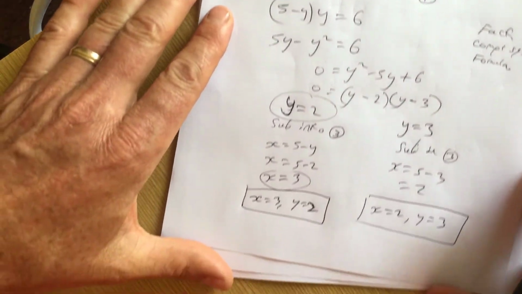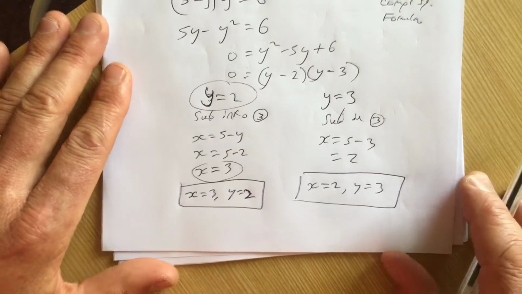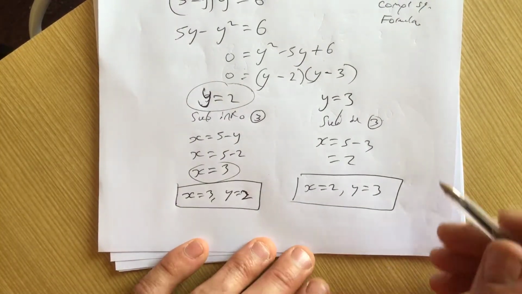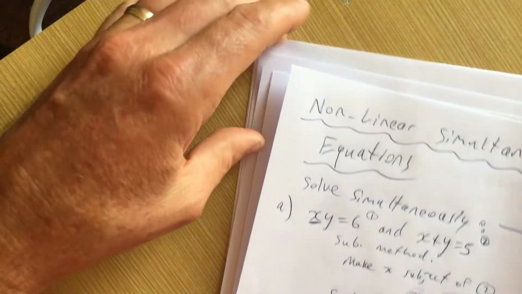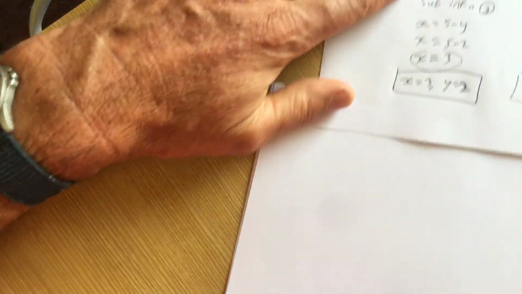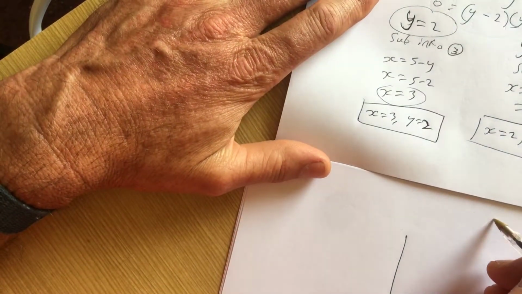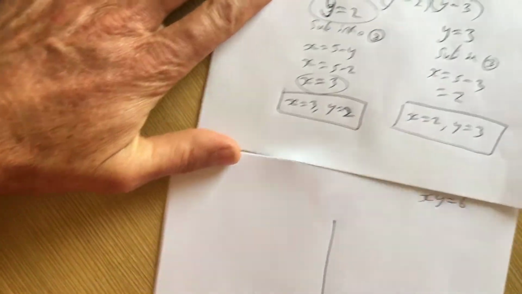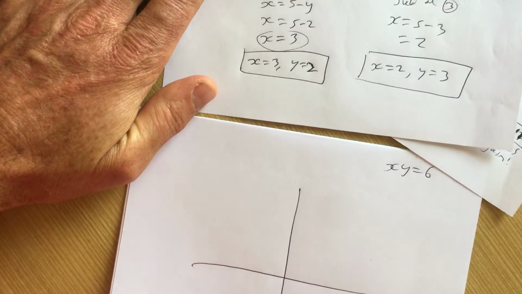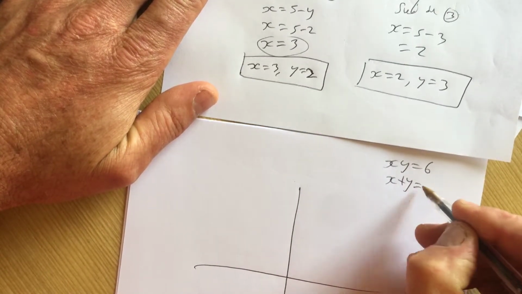I'm going to draw the graph back down here because I suppose it's incomplete to think about this without thinking about a graph. So I'm actually going to do it on another bit of paper. We have 2 graphs I want to draw. The first one, xy equals 6. That's the first equation we had. And the second one is x plus y equals 5.